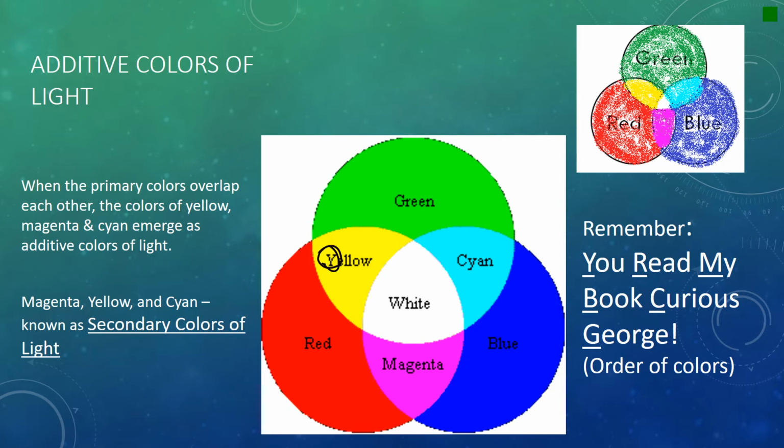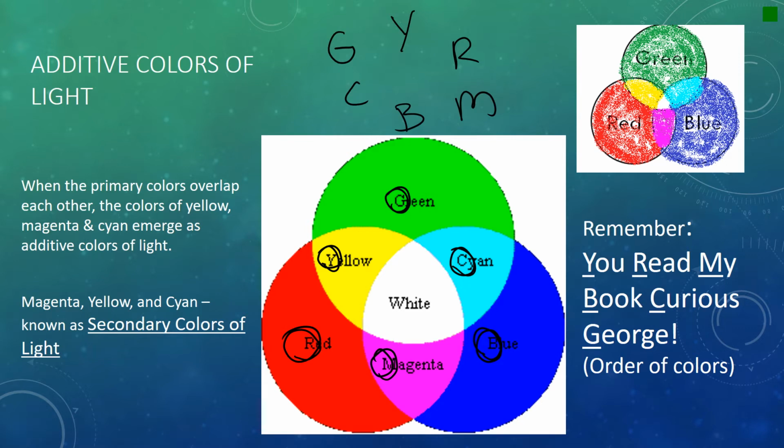You read my book, Curious George. So if you write it out, you read my book, Curious George. Okay, we have our primaries. And then in between, if I combine red with green, I get yellow. If I combine green with blue, I get cyan. And if I combine red with blue, I get magenta. So as long as you remember, you read my book, Curious George, and you put it in a circle, you'll be able to figure out what the primary colors make to give you your secondary colors.